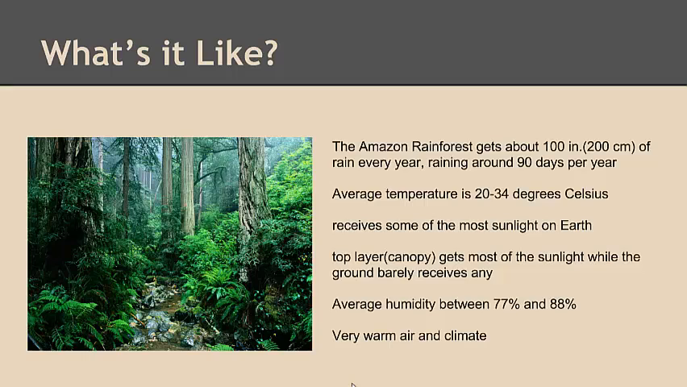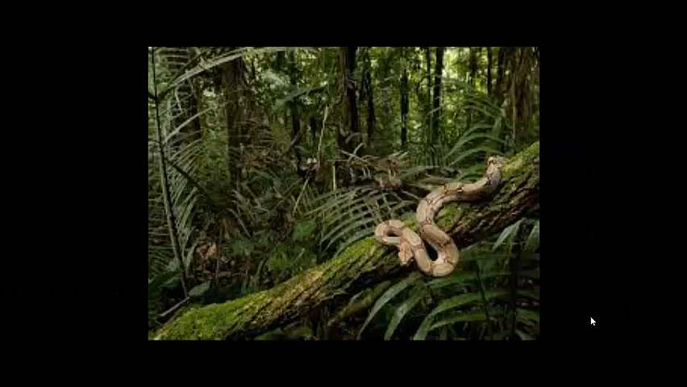The average temperature is 20 to 34 degrees Celsius. It receives some of the most sunlight on Earth because it is very close to the equator. The top layer or canopy receives most of the sunlight, while the ground layer barely gets any. The average humidity there is between 77 and 88%. The air and climate are both very, very warm.